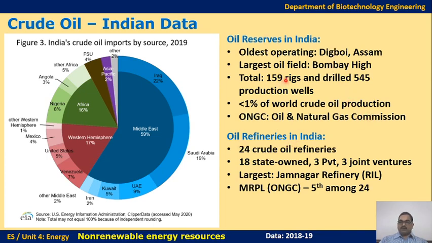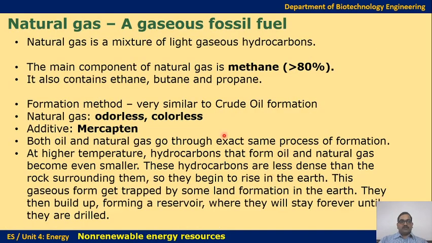The crude oil comes to the oil refineries for fractional distillation. So in total we have 24 crude oil refineries in India. Of this, 18 are state-owned, 3 are private and 3 are joint ventures. The largest among them is Jamnagar refinery of Reliance Industries. The nearest to our place is MRPL, Mangaluru, run by ONGC, which is the fifth among the 24.